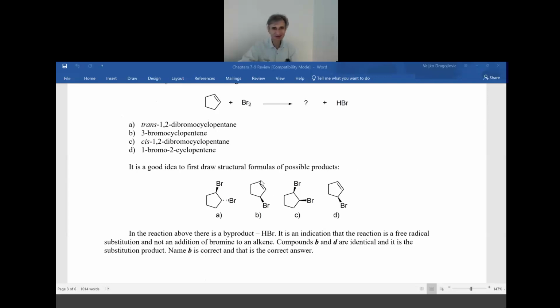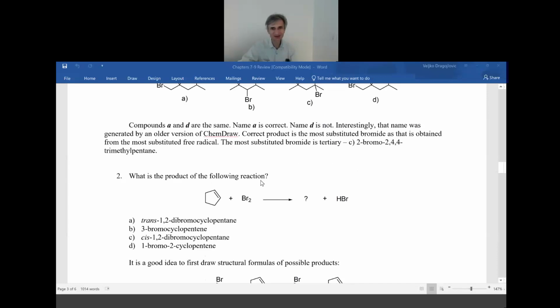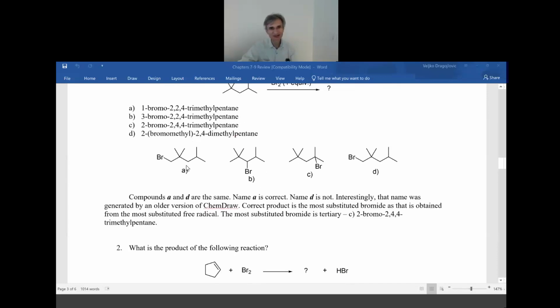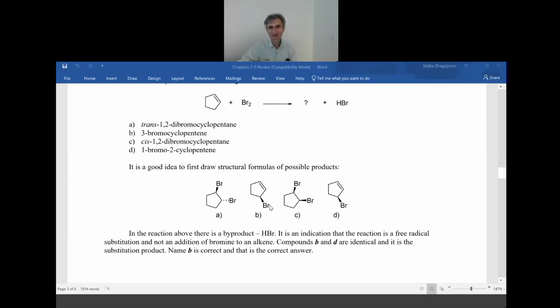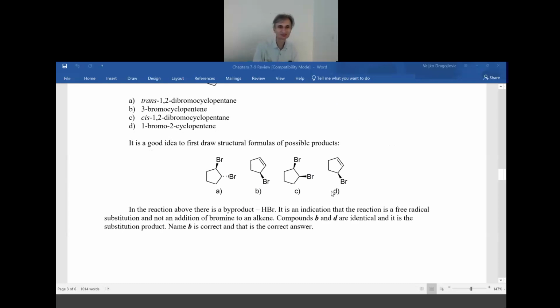So that's why B is correct, because B and D are correct formulas, but actually B is the correct answer. So maybe I wasn't quite correct in saying that earlier, that if two are identical you can eliminate both of them. In this case you have two identical, one name correct, one wrong, and the one with the correct name is the correct product. So it may not be a very good idea to rely on identical formulas and eliminate both of them.